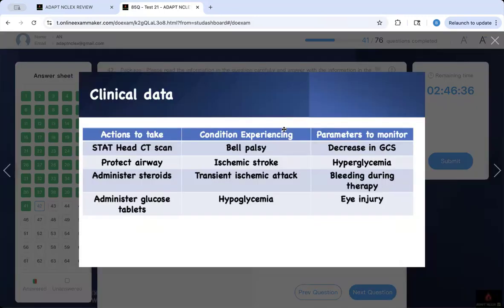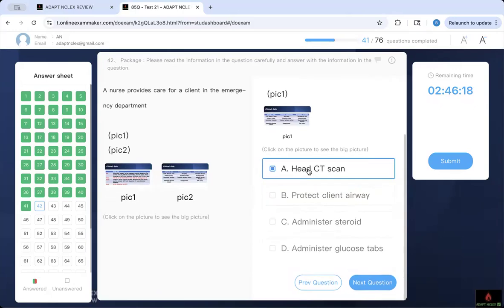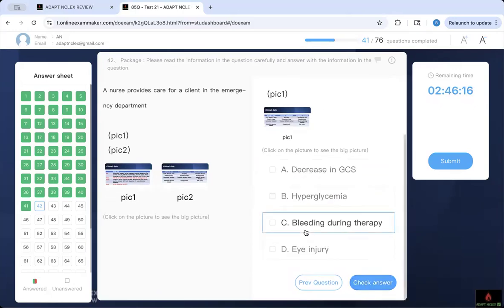If this is stroke, what am I going to do? Get a head CT, protect the patient's airway, give them steroid, and give them glucose. Think about it. If it's hypoglycemia, you give glucose. If it's Bell palsy, you give steroid. Therefore, if I have to pick two, it's the first two. Head CT, protect the airway.